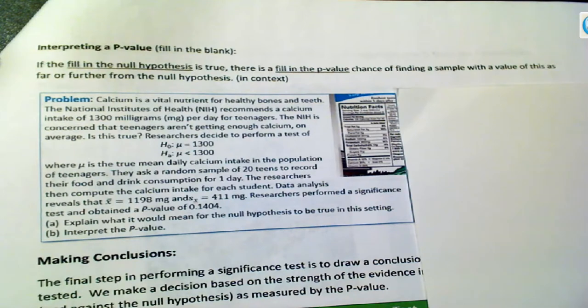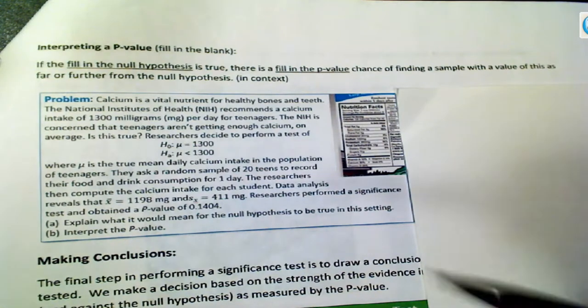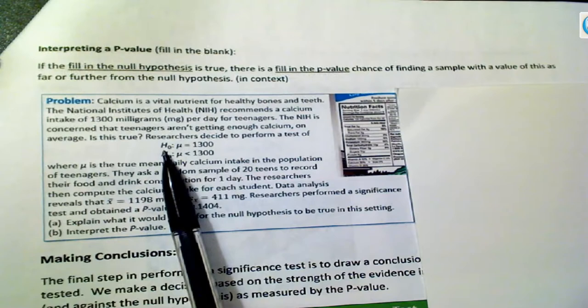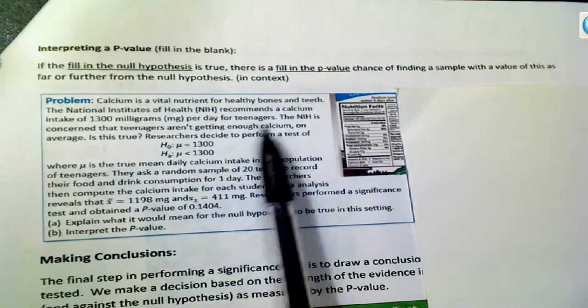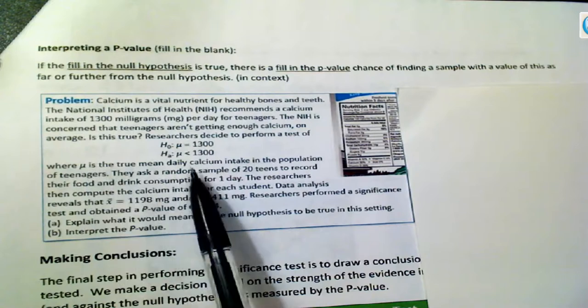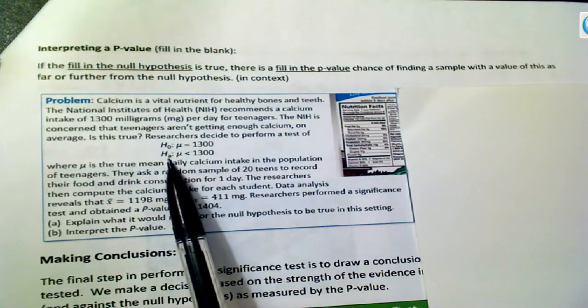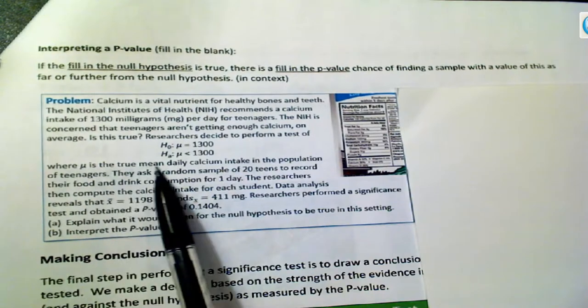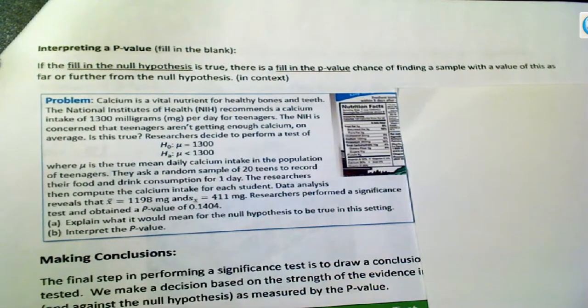All right, so the next example says, calcium is a vital nutrient for healthy bones and teeth. The National Institute of Health recommends a calcium intake of 1,300 milligrams per day for teenagers. The NIH is concerned that teenagers aren't getting enough calcium on average. Is this true? Researchers decided to perform a test. So the null hypothesis, or the claim, is 1,300. They are concerned that they aren't getting enough, so that's why they use less than for the Ha, where mu is the true mean daily calcium intake in the population of teenagers.